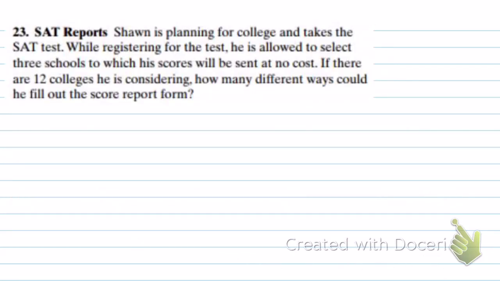Okay, let's look at Sean planning his college and taking the SAT test. He's allowed to select 3 schools to send his scores to. There's 12 colleges he's considering. How many different ways could he fill out the report form? That's 12, and then 3. First of all, does the order matter that he puts these colleges on the form? No. So I've got 12 combination 3.